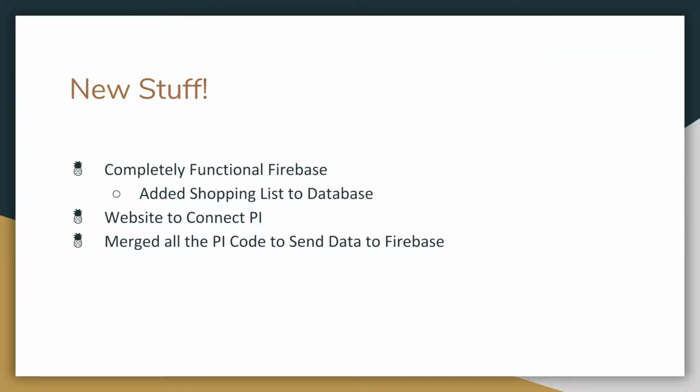So for our new stuff this sprint, we worked on our completely functional database. Before, during our demos, we would just update the state of our phone instead of actually working with our Firebase and dynamically updating or fixing the contents of our items. We also worked on the website that connects the Pi to our Wi-Fi, and we merged all our Pi code to send data to our Firebase.